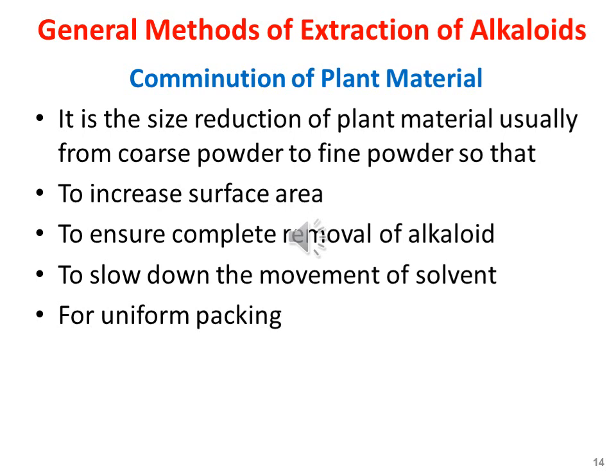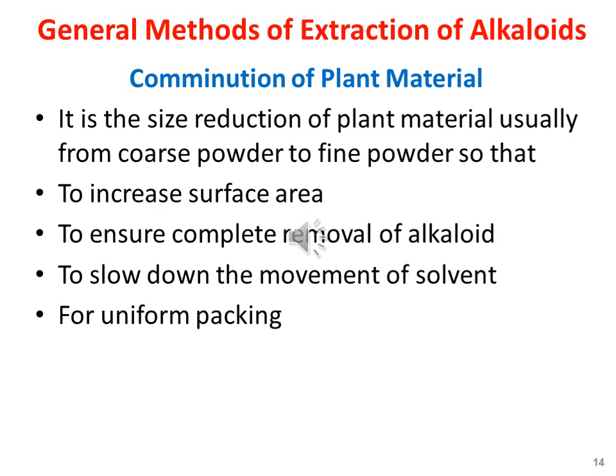The first stage is the comminution of plant material. What is comminution? Comminution is the size reduction of the plant material, usually from coarse powder to fine powder form, so that it will increase the surface area of the plant material, and ensure the complete removal of alkaloids from the plant material.